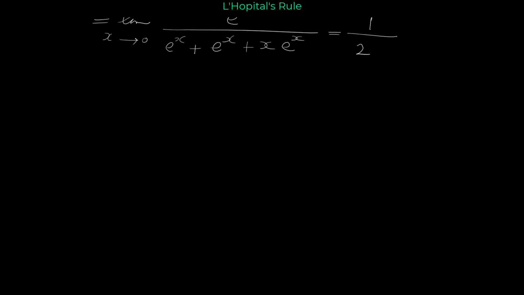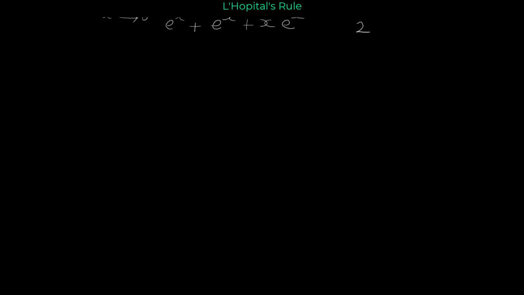Let me show you another example. Now we want to find the limit of cosecant x minus cotangent x as x approaches 0 from the right.